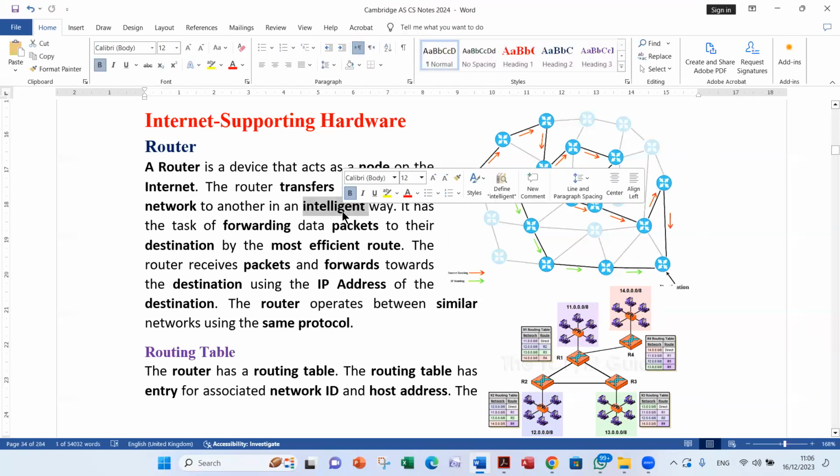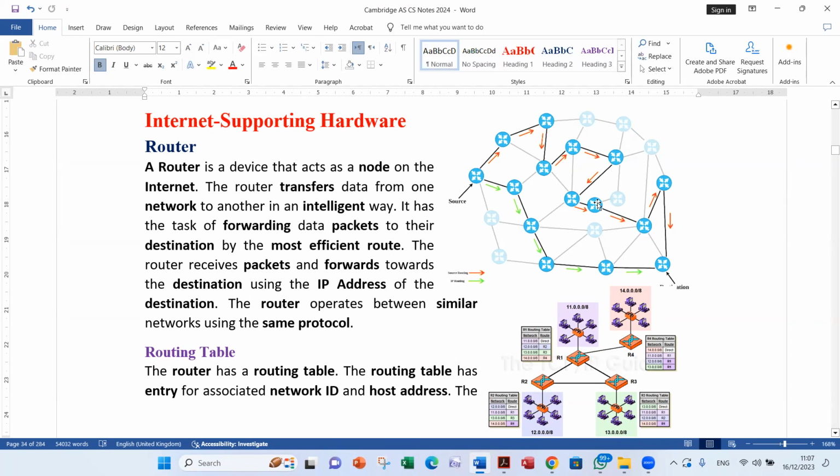The router is the most intelligent device in the network, forwarding data packets to the destination by the most efficient route. The router receives packets and forwards them toward the destination using the IP address. Definitely a router will be using IP addresses. A switch will be using MAC addresses. The router operates between several similar networks using the same protocol. All these networks are on the internet, so they have the same protocol.